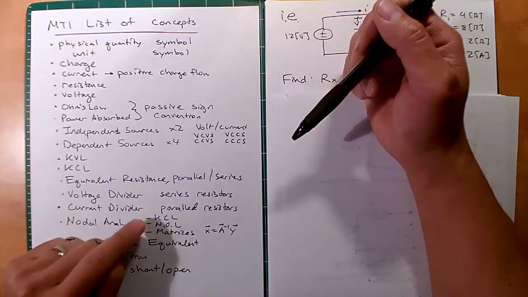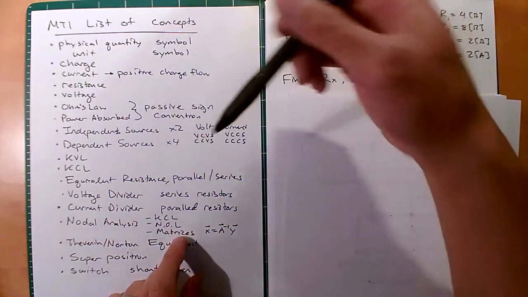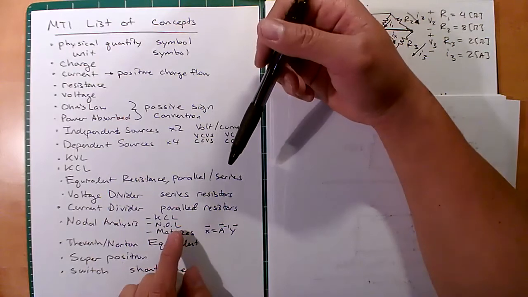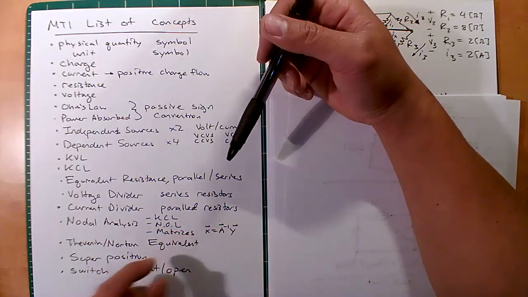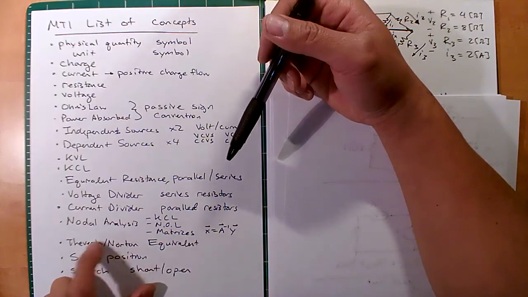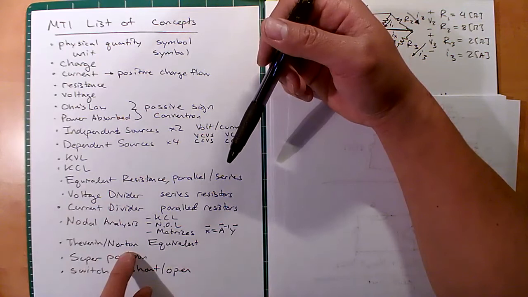Voltage divider, current divider, don't forget the plus and minuses on these as well. Nodal analysis, a combination of KCL, nodal Ohm's law, and then if you get simultaneous equations, you can solve it using the linear algebra matrix, right? Just punch in your TI-89 and it gives you an answer. The last 2 concepts were Thevenin Norton equivalent, just to simplify a circuit, and then finally superposition.